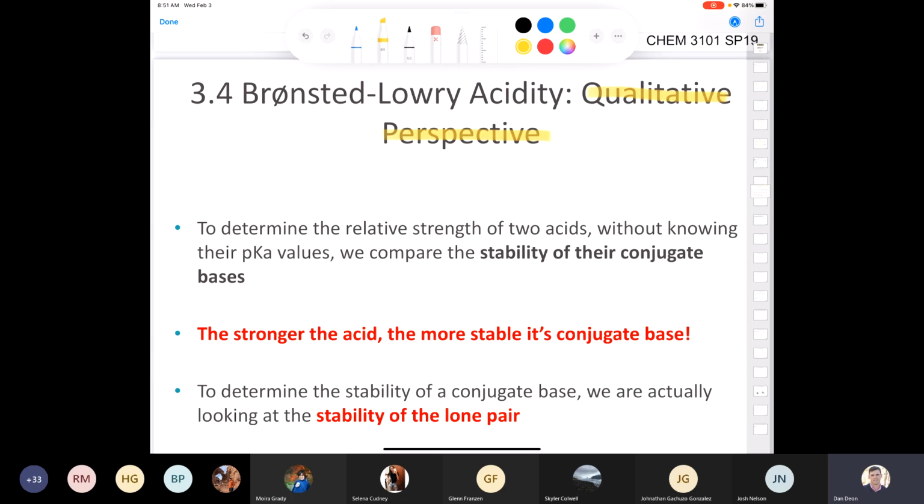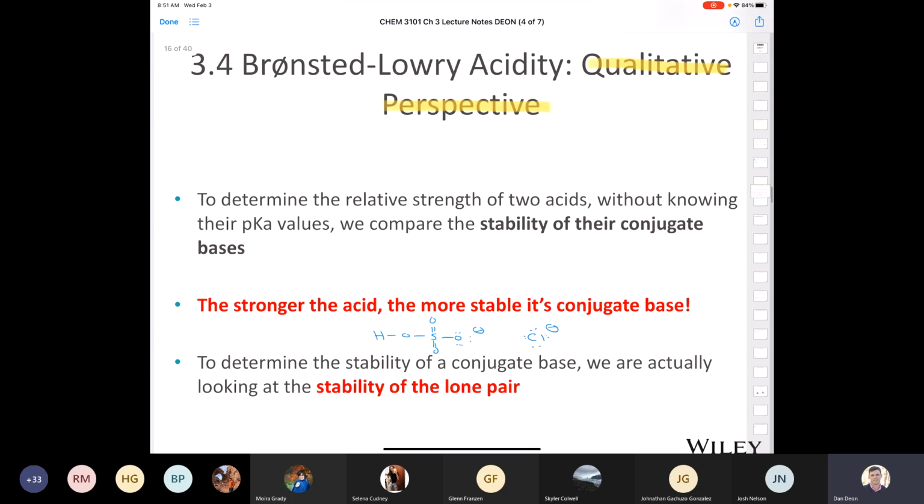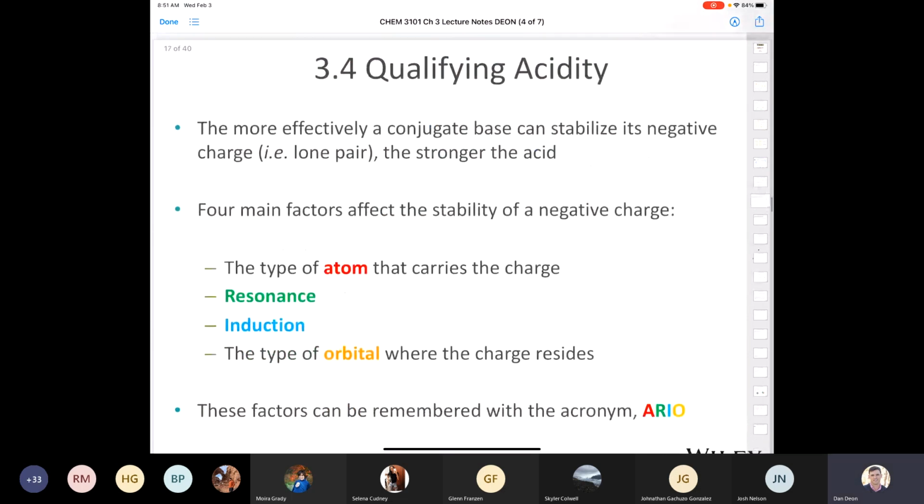So in order to determine the stability of a conjugate base, we're actually looking at the stability of the lone pair. What's a conjugate base? HSO4-, for example. We'd be evaluating the stability of the lone pair. If you had chloride, that's the conjugate base of HCl. You're evaluating the stability of the lone pair. Let me show you how you do it.